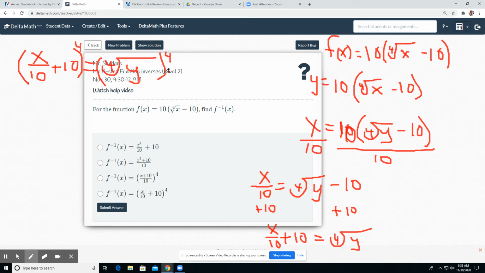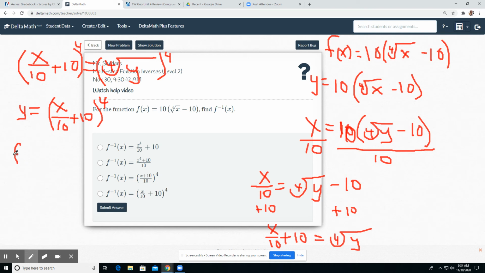If I was undoing a fourth power, that would be my plus and minus, but the fourth root we're okay with. So there's no plus or minus involved on this one. And that undoes it. So we now have, I like putting my y on the left. It doesn't matter which side it's on. It's on the right here. So I got x over 10 plus 10 to the fourth power.